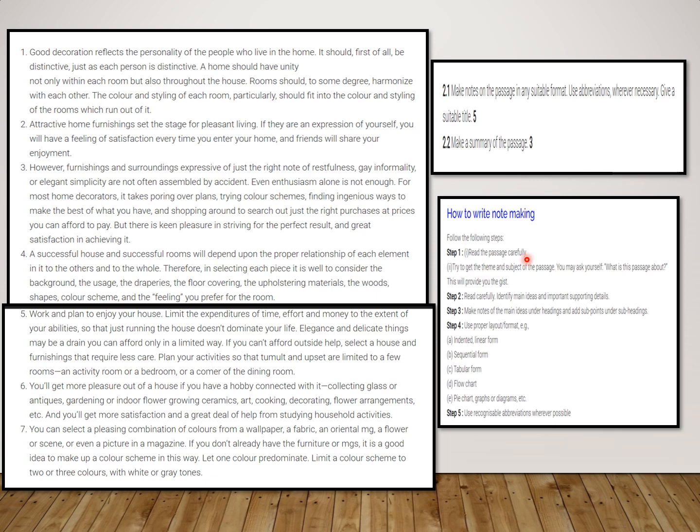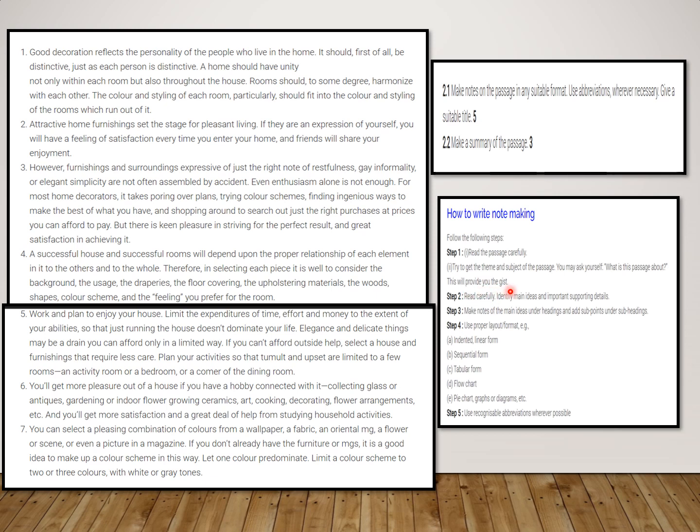So try maybe to develop a habit in which you do not have to use the pencil, but let's be smart enough and try to use it so lightly that it is not visible. So try to get the theme and the subject of the passage. You can ask yourself, what is this passage about? Usually you get that answer in the very first two paragraphs of that passage. That will help you provide the gist of the passage.